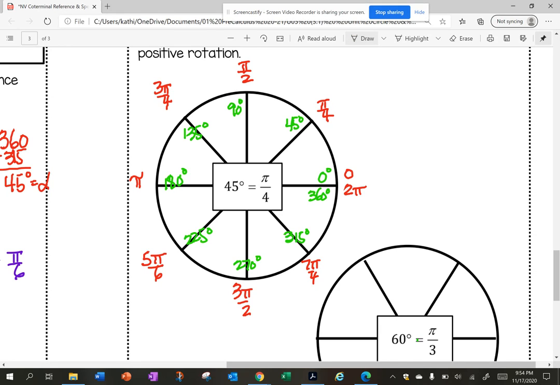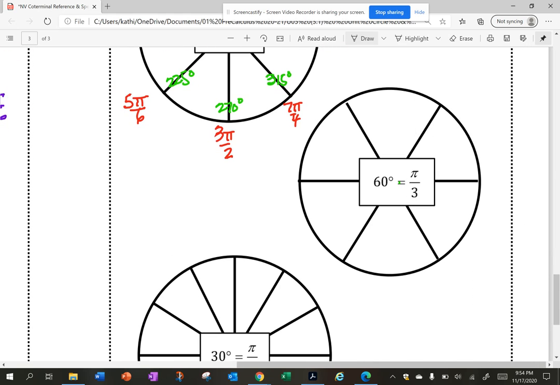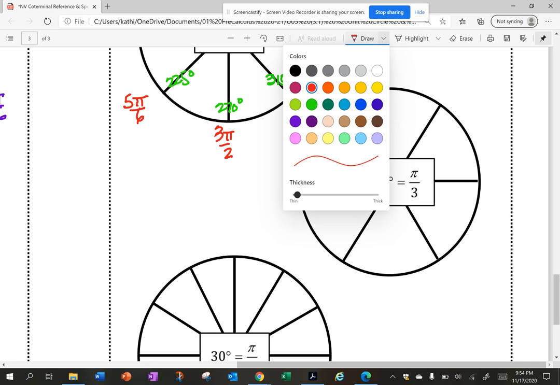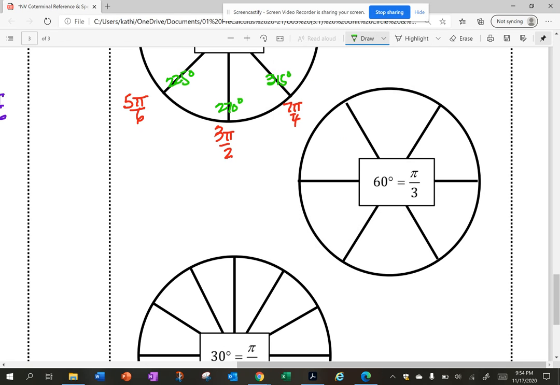All right, let's do the same thing for pi over 3 and pi over 6. Let's start with degrees first. So here's 0, 60, 120, 180, 240, 300, and 360.